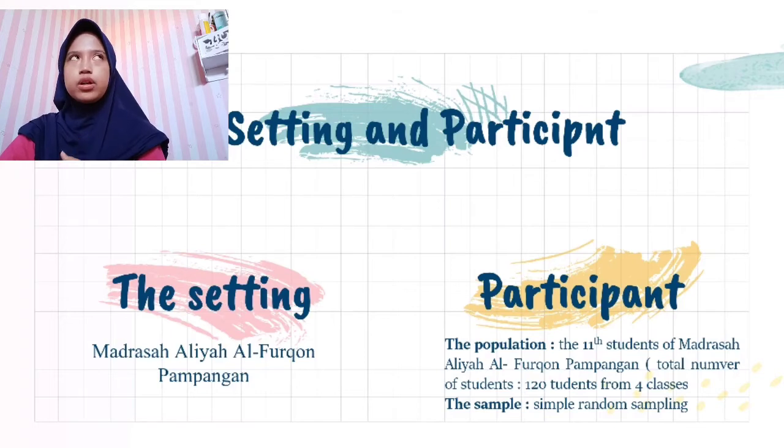The simple random sampling technique has 3 sampling stages, namely determining the population of the study, naming all members of the study population, and selecting samples by randomly selecting numbers or names from a list or table.